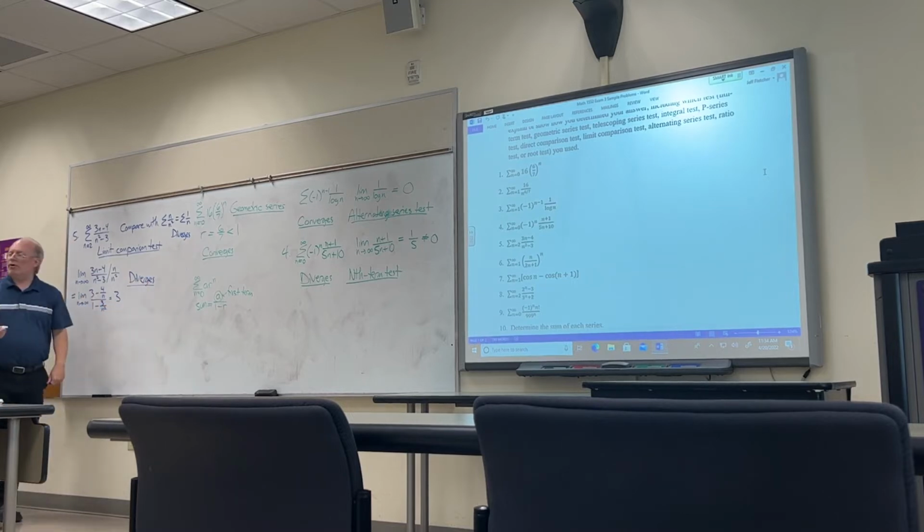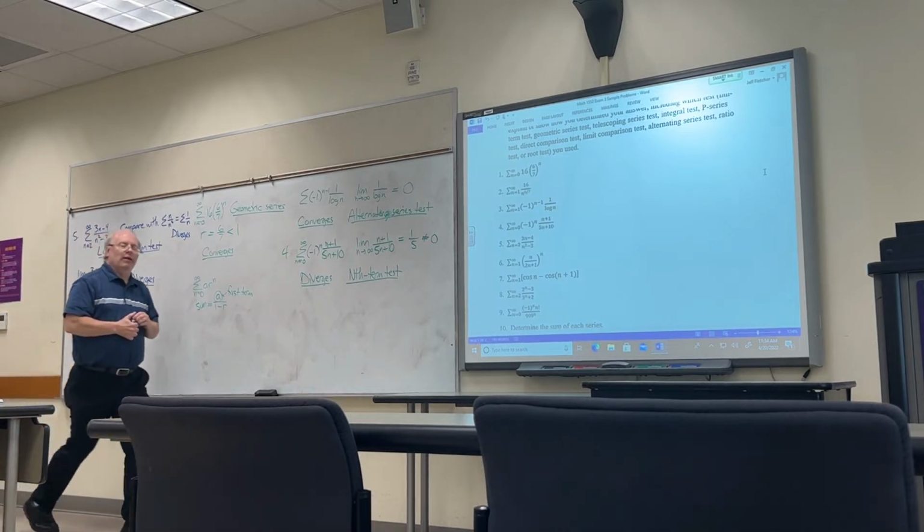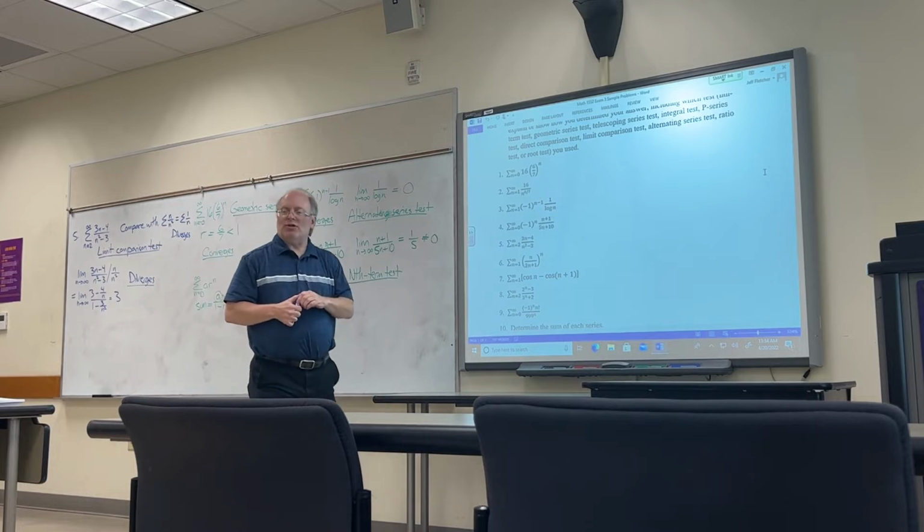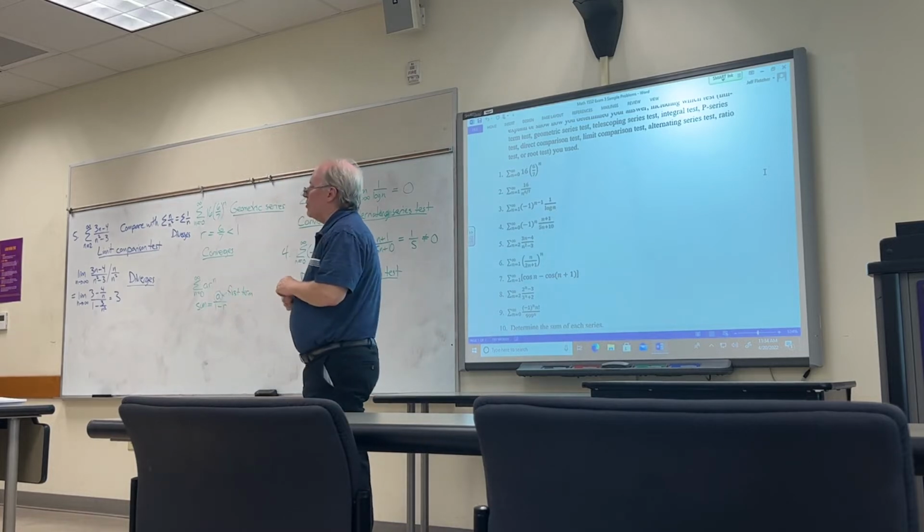It doesn't diverge to anything. We just have to determine whether it converges or diverges. If a sequence diverges, it doesn't diverge to anything, it only converges to something. But with a series, you're just saying whether it converges or diverges.